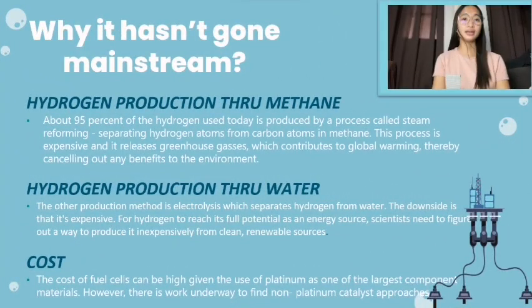Why it hasn't gone mainstream? First is hydrogen production through methane. Based on this, about 95% of the hydrogen used today is produced by a process called steam reforming. When we say steam reforming, pag nag-extract ng hydrogen through methane, ito ay naglalabas ng greenhouse gases na nag-aambag sa global warming, which is dapat iwasan dahil sa global warming na maidudulot nito.